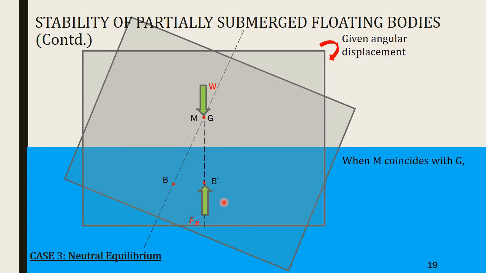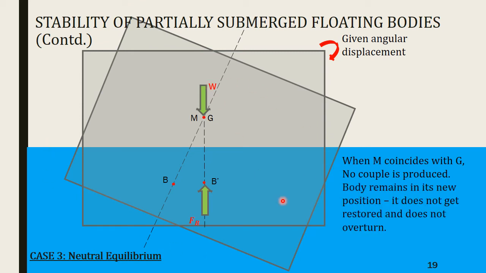And because of this, when M coincides with G, no couple is produced. In order for a couple to get produced, equal and opposite forces should have a particular distance between them. But here W and FB are going to act along the same line, and so no couple is created. And so the body does not overturn, neither does the body get restored. The body remains in this tilted position, in its new position. It does not get restored and nor does it get overturned. Such an equilibrium is known as neutral equilibrium.